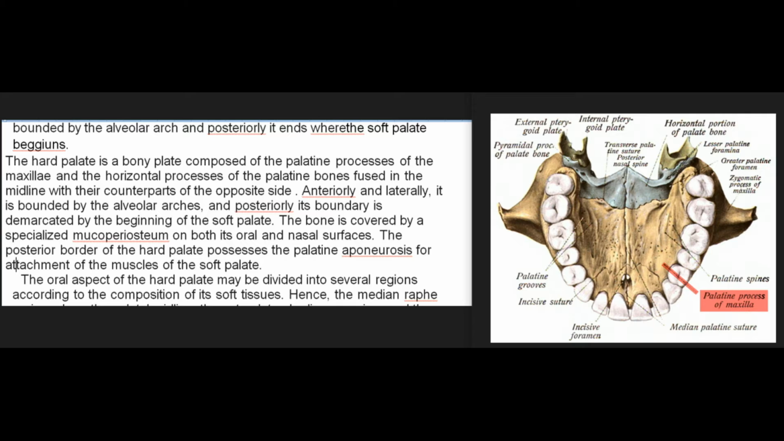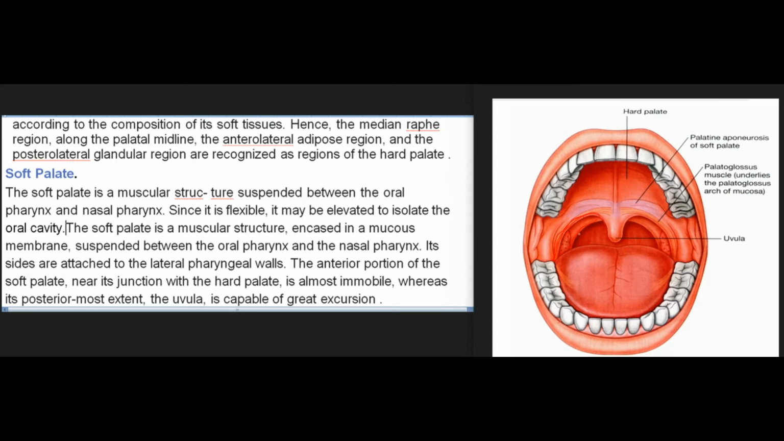The posterior border of the hard palate possesses the palatine aponeurosis for attachment of the muscles of the soft palate. The oral aspect of the hard palate may be divided into several regions according to the composition of its soft tissues. Hence, the median raphe region, along the palatal midline, the anterolateral adipose region, and the posterolateral glandular region are recognized as regions of the hard palate.